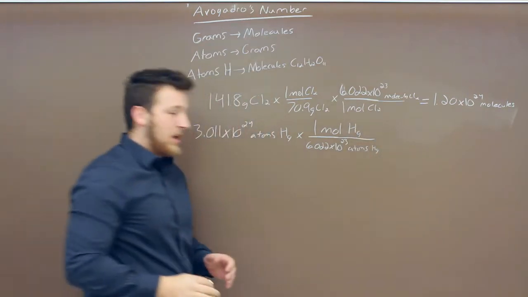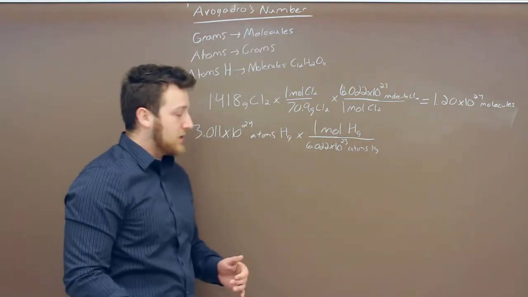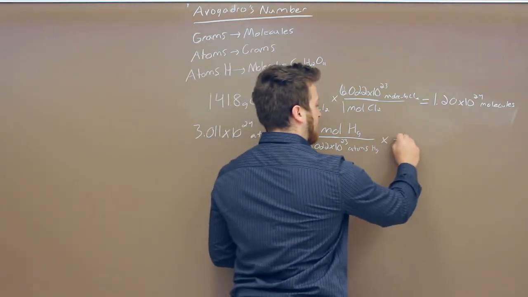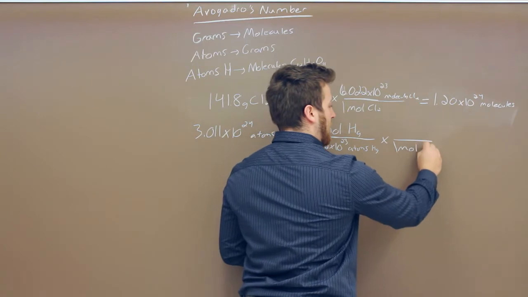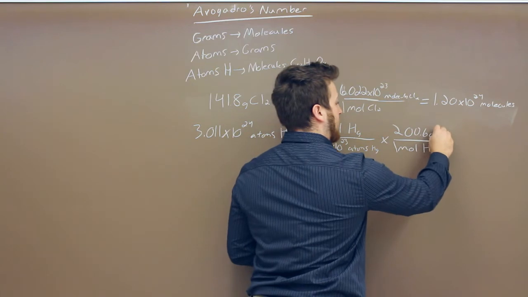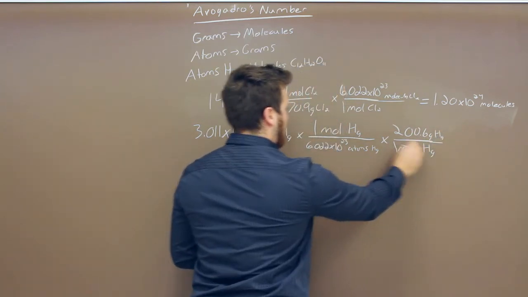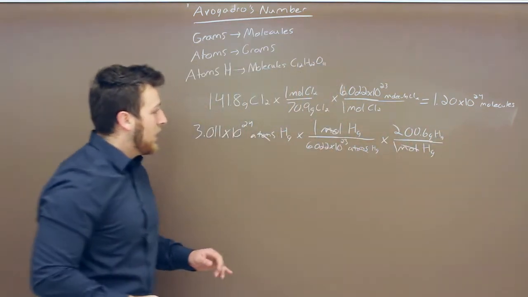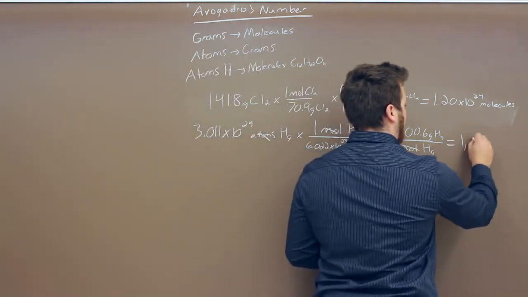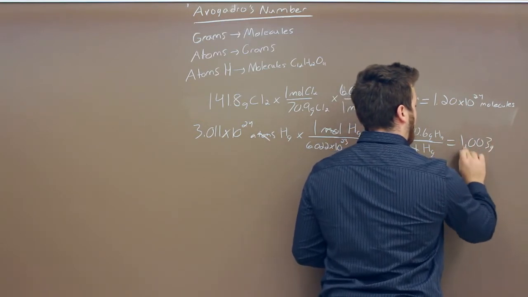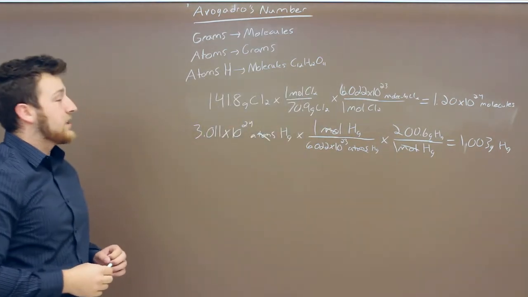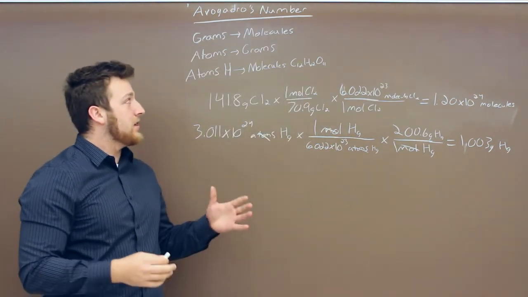of mercury. And now that we are in moles, we can convert to grams using the molar mass, which in this case is 200.6 grams. So 1 mole of mercury is equivalent to 200.6 grams of mercury. Make sure everything is canceled, and we find that our answer is 1,003 grams of mercury.